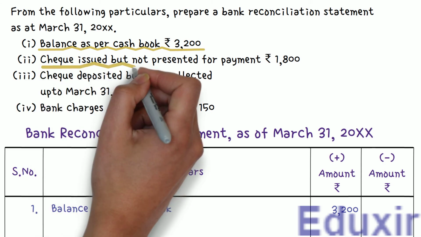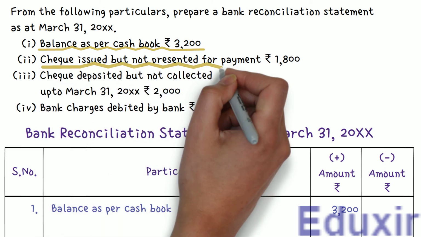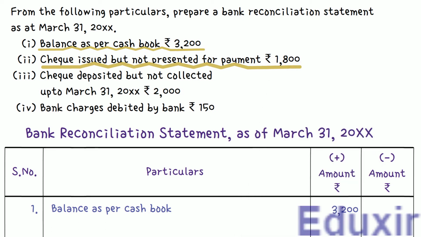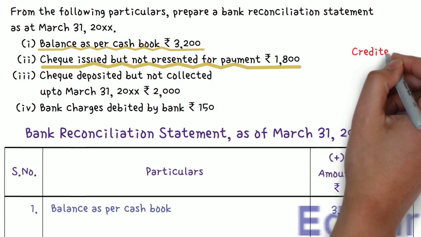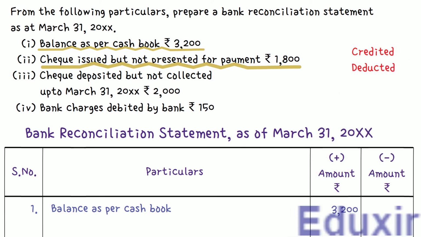Here it is given that a check for 1800 rupees is issued but not yet presented for payment. This is caused by the timing difference in recording of the transaction. Note that when the check is issued, it is immediately recorded in the cash book. Issuing a check means that the business is paying to someone. As issuing a check reduces the bank balance, it will be credited in the cash book. As it is not yet presented in the bank, it will not be reflected in the bank passbook.